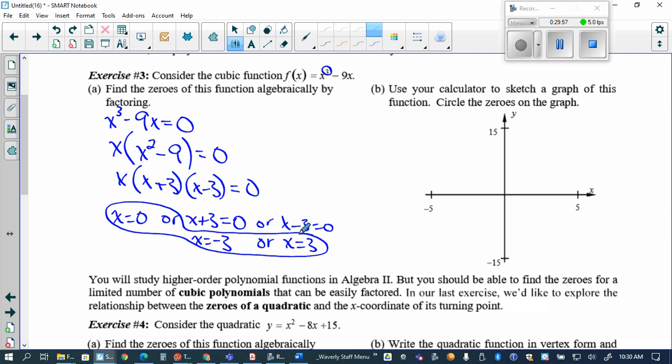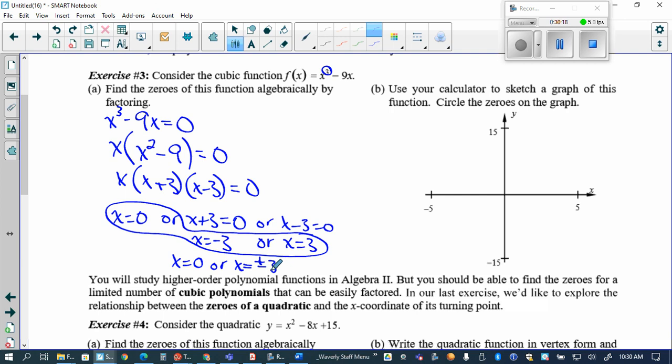Hey, by the way, is there a shorthand way to write these two together? Plus minus, yeah. I could really write x equals 0 or x equals plus or minus 3. Either way is fine. Okay?